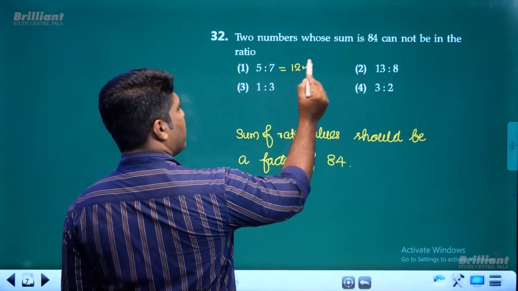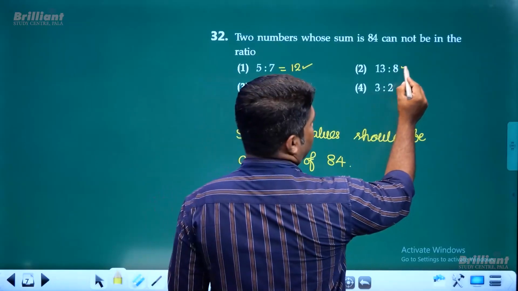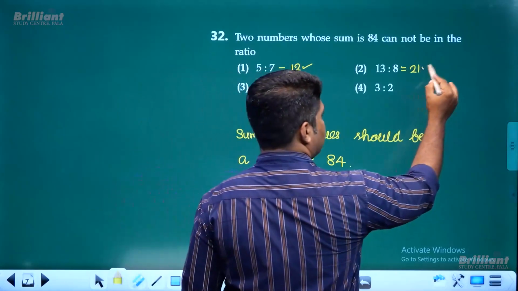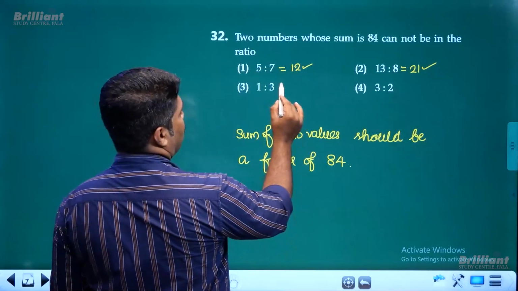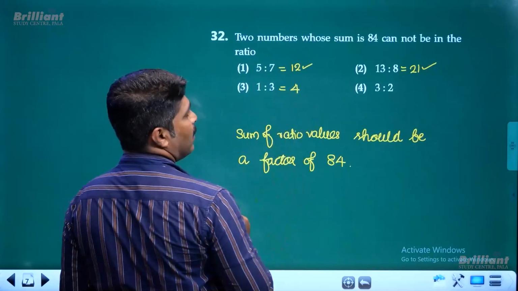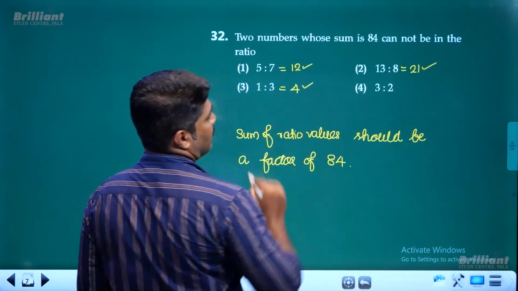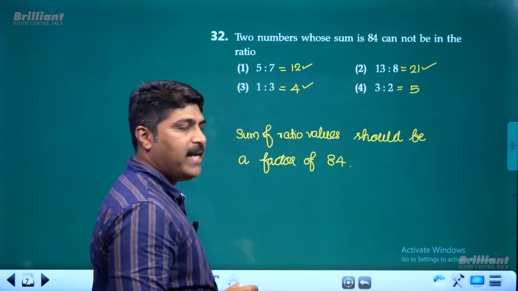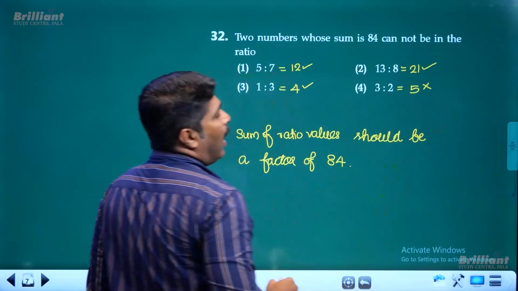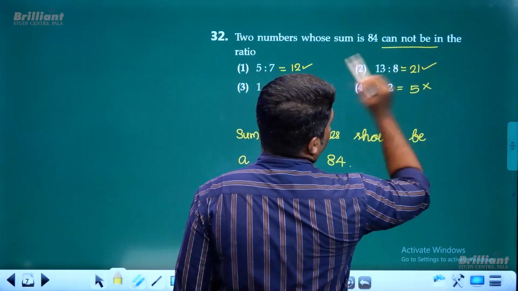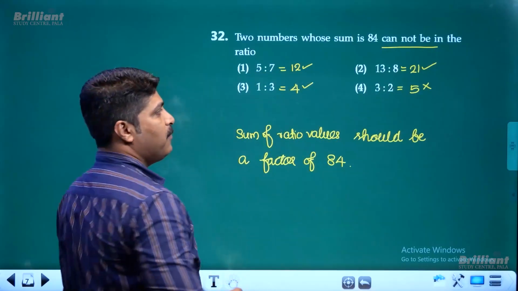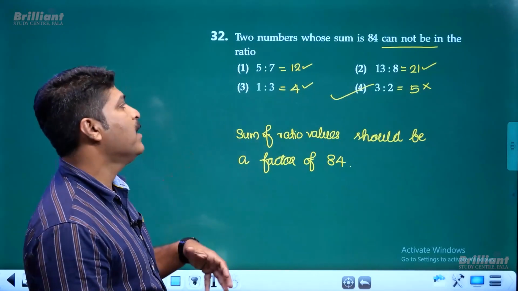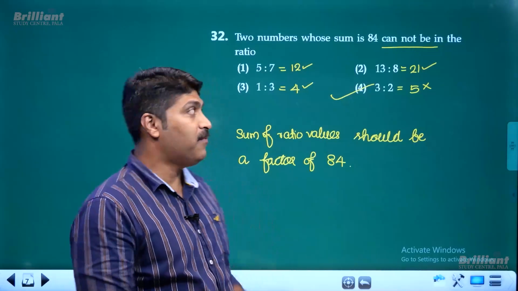Is it a factor? Yes. This is 13 plus 8, which is 21. Is it a factor of 84? Yes, sure, this is also a factor. What about 1 plus 3, that is 4. Is it a factor of 84? Yes. What about 3 is to 2, whose sum is equal to 5. Is it a factor of 84? No. Our question is which among the following cannot be in the ratio. So which will be the answer here? The answer is 3 is to 2, because in the rest, the ratio sum is a factor of 84. Therefore, that's the answer here.